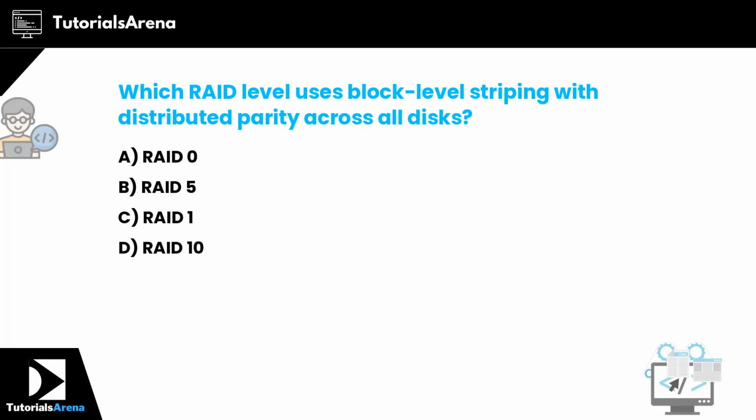Which RAID level uses block-level striping with distributed parity across all disks? The correct answer is option B, RAID 5.